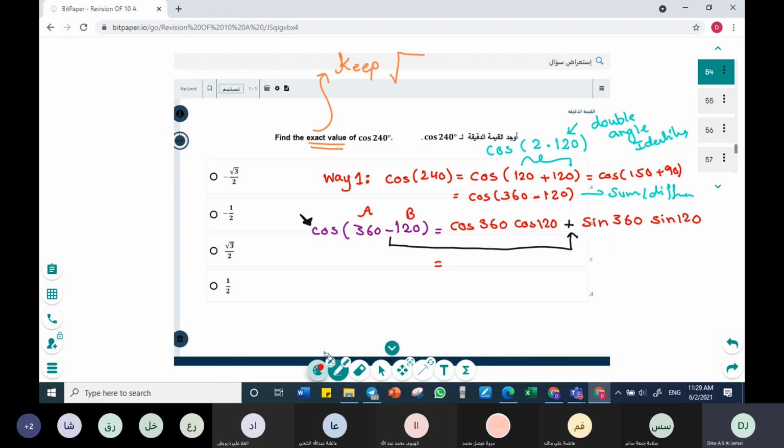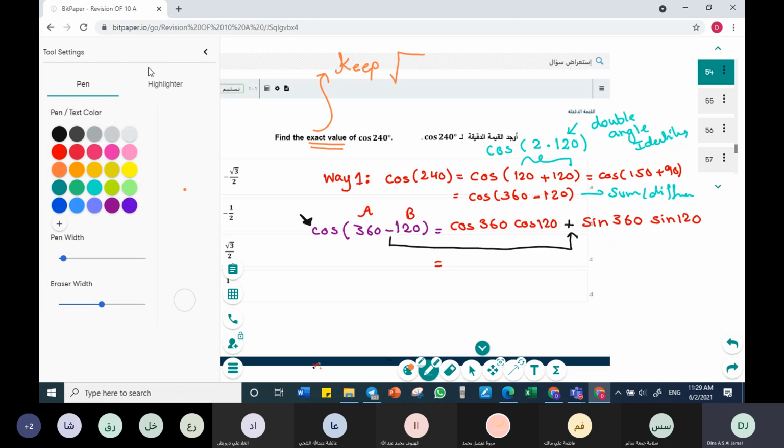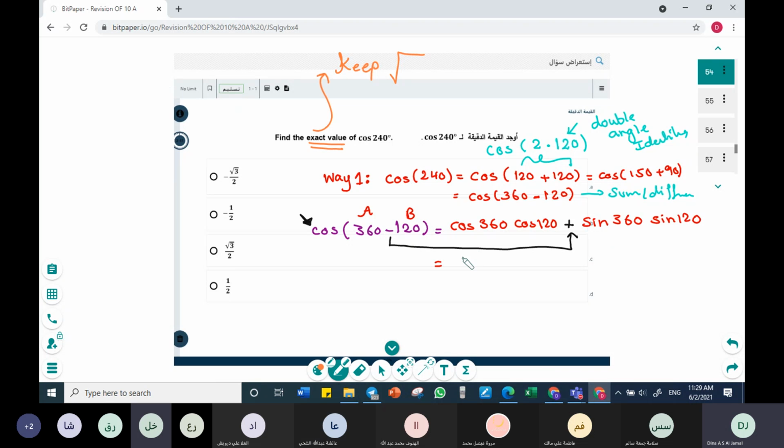Now I want you to use your calculator. What is cosine 360? 1. What is cosine 120? Minus 1 over 2. What is sine 360? 0. What is sine 120? Square root of 3 over 2.